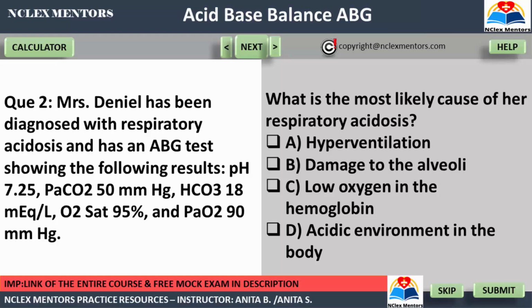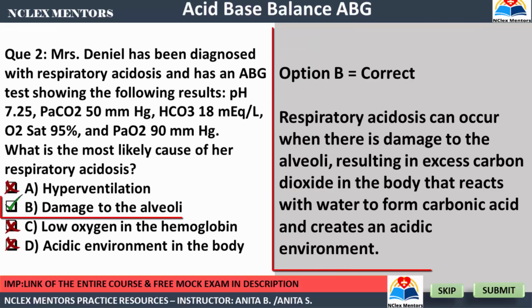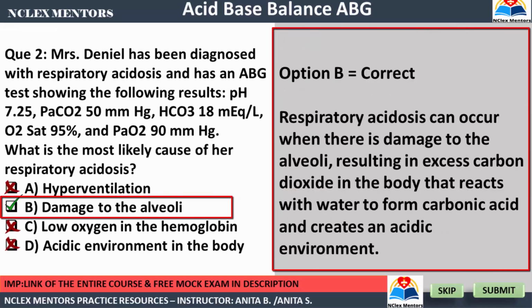All right, time's up. Let me reveal the right answer to you. The right answer is option B, damage to the alveoli. Respiratory acidosis can occur when there is damage to the alveoli, resulting in excess carbon dioxide in the body that reacts with water to form carbonic acid and creates an acidic environment.